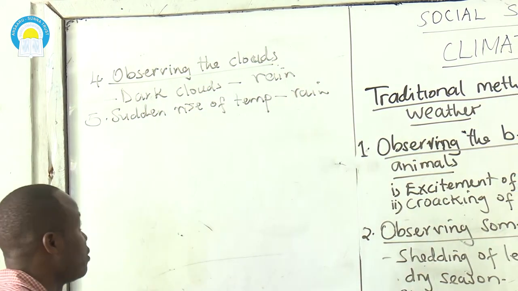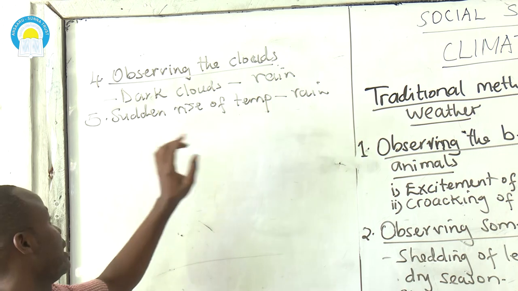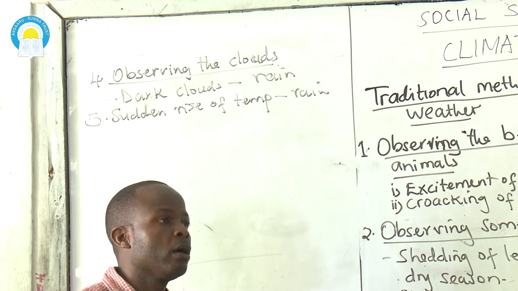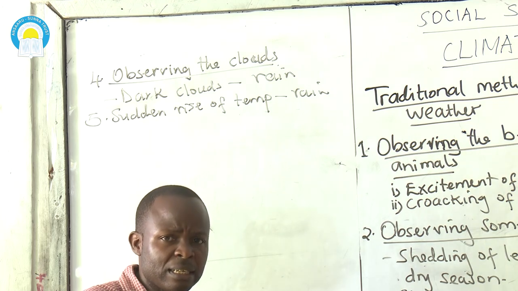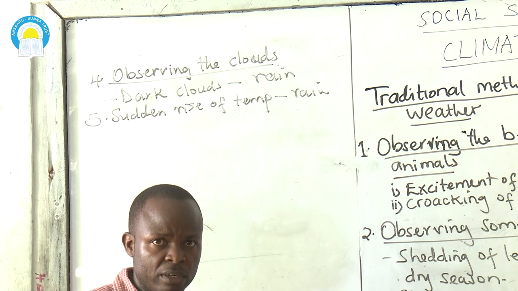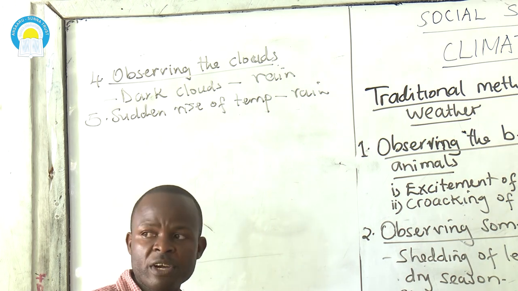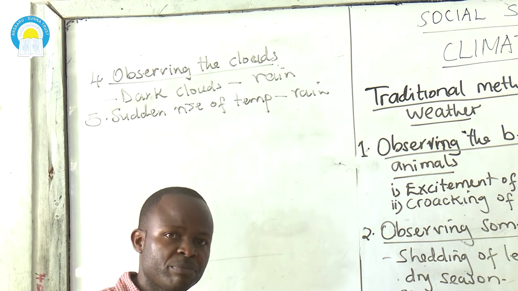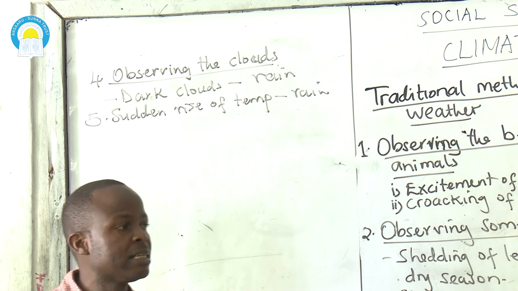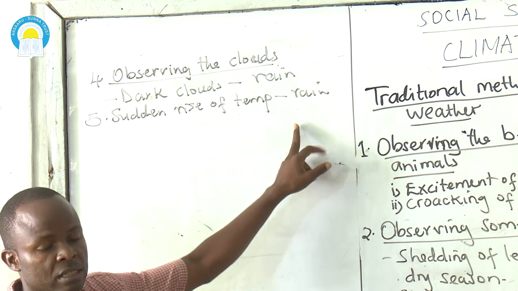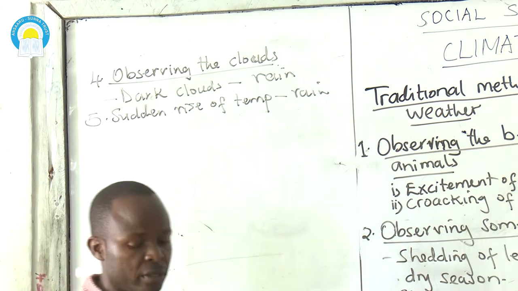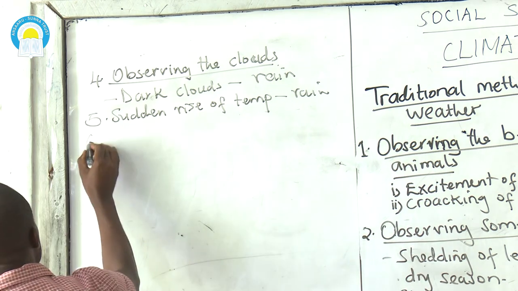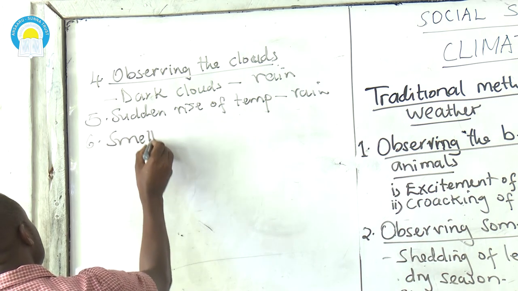A sudden rise of temperature, especially at night, indicates that rain is soon going to fall, especially after a dry season, when mostly the nights are cold. So you find that after a long period without rainfall, and then there is a sudden rise of temperature, especially at night, it indicates that rainfall is soon. It will soon rain.